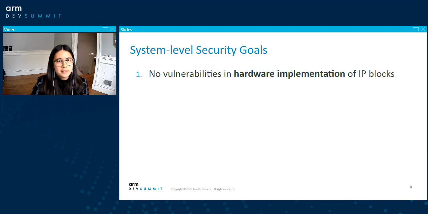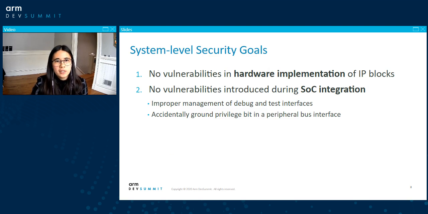So when you define system-level security goals, of course, no vulnerabilities should exist in the hardware implementation of the IP blocks. But even if the security requirements are met for each IP block in isolation, when you combine them together and form a larger system, there's a potential for vulnerabilities to be introduced. Some examples are improper management of the debug and test interfaces.